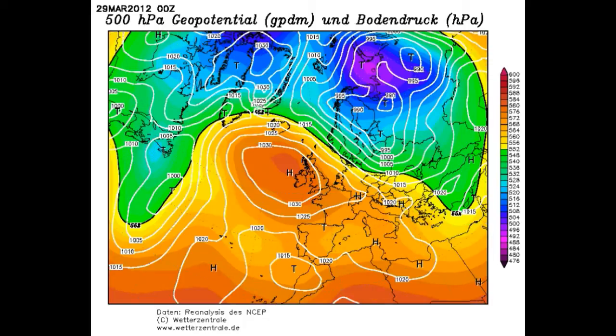Then as we move into the 29th, the high actually starts to retrogress. Now retrogression is basically the opposite of the zonal flow. So in a normal weather pattern, weather systems, that's high pressure and low pressure systems, will move across the Atlantic in a west to east fashion. So weather systems will cross the Atlantic and move into Western Europe.